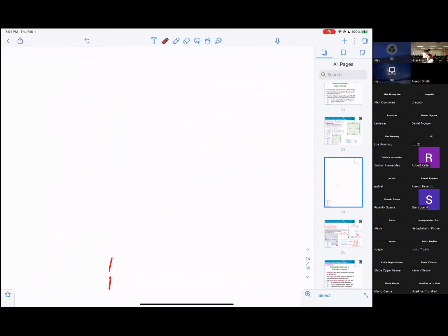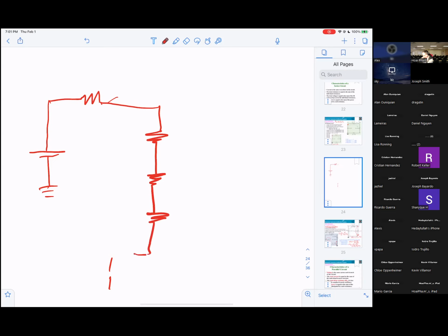Now, if you get a circuit with one, two, three, four, that will be around the same thing: R1, R2, R3, R4, with points A, B, C, D. Now, if you're looking at that one here, E total.